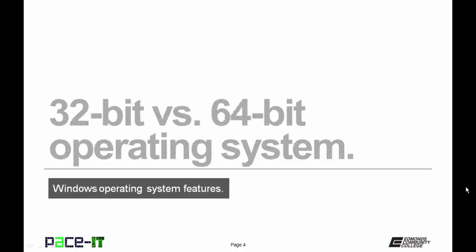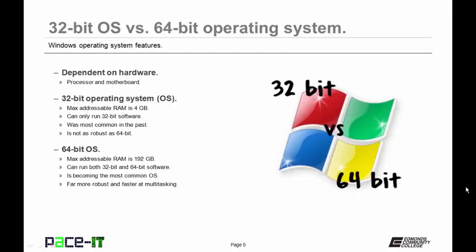So we're going to begin with 32-bit versus 64-bit operating systems. And a lot of this is dependent upon the hardware that you have. If you have a 64-bit processor, then you can install either a 32-bit or 64-bit OS. But if you only have a 32-bit processor, guess what? You only get a 32-bit operating system.